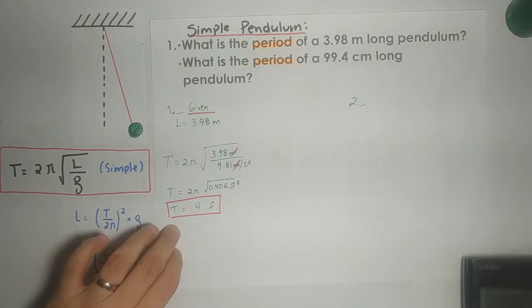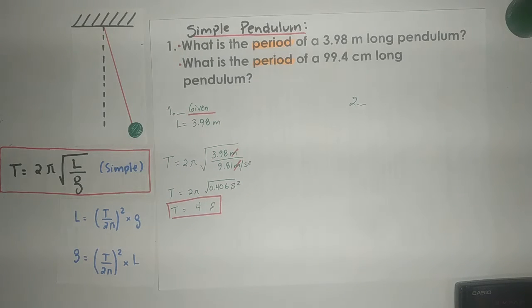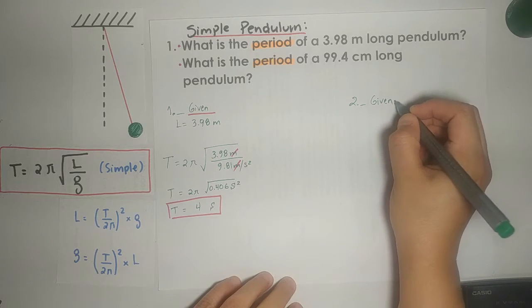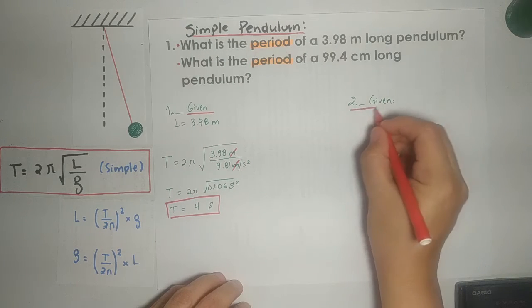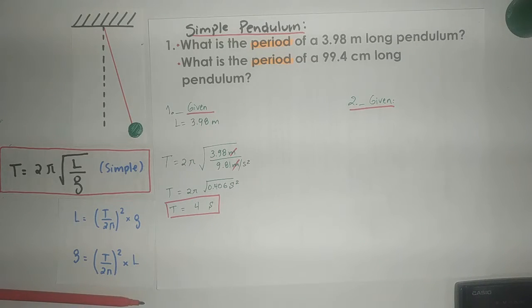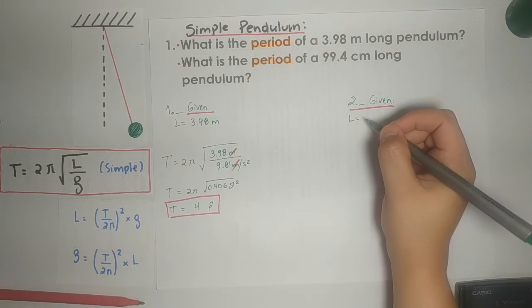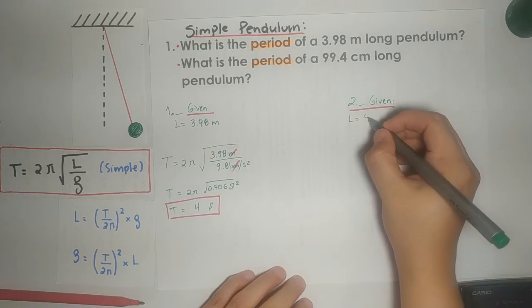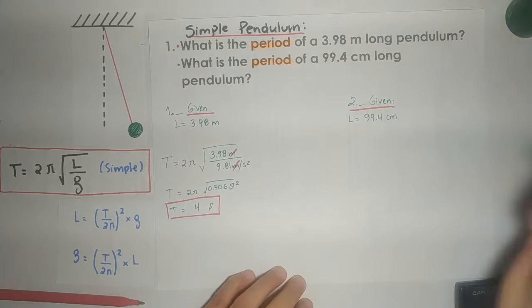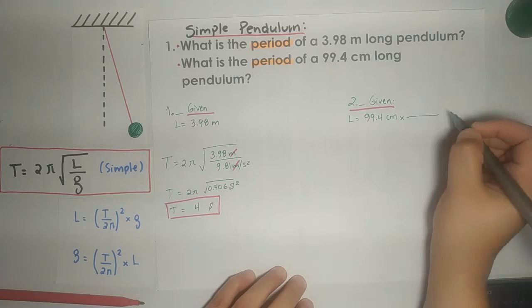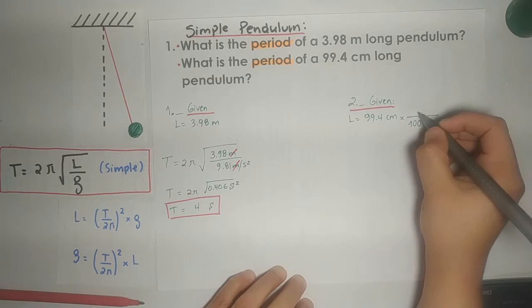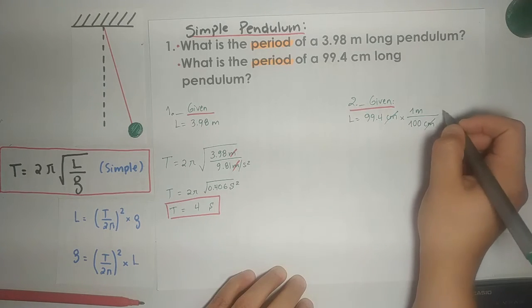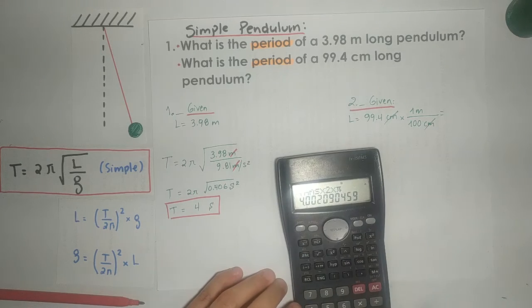Now let's solve the second question. It says, what is the period of a 99.4 centimeters long pendulum? Now, in this given, the only difference is that my length is not in meters, it's in centimeters. That means that we need to perform a conversion before we plug in the givens. So we have 99.4 centimeters. We need to convert it to meters. So we say that there are 100 centimeters inside 1 meter. Cancel here and there. And it's going to be a little bit less than 1 meter.